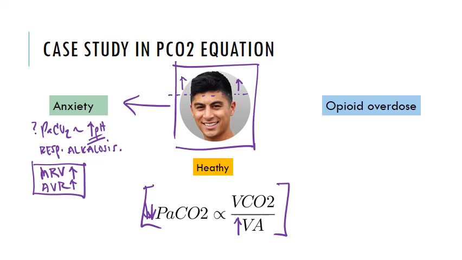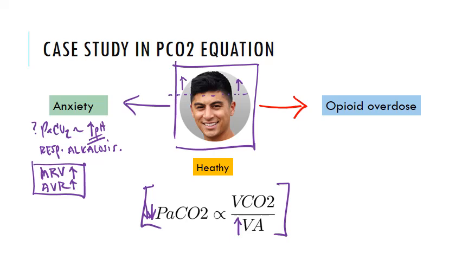And the moment that he reduces his alveolar ventilation back to normal, his PaCO2 will follow. Now the following day, he decides to overdose on some old Norco that was in his bathroom from an old back injury. And unfortunately, this is more of a common story in the US than we think.